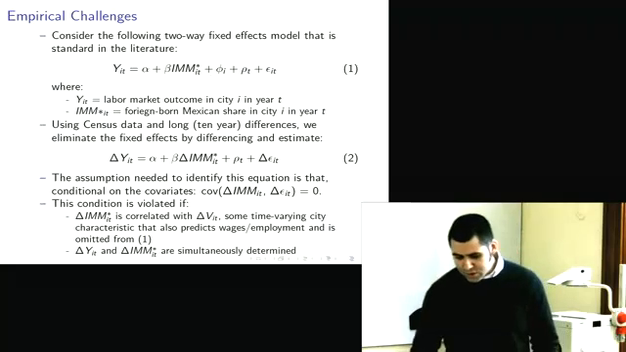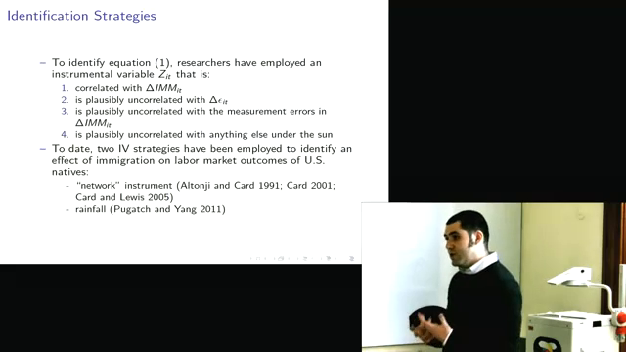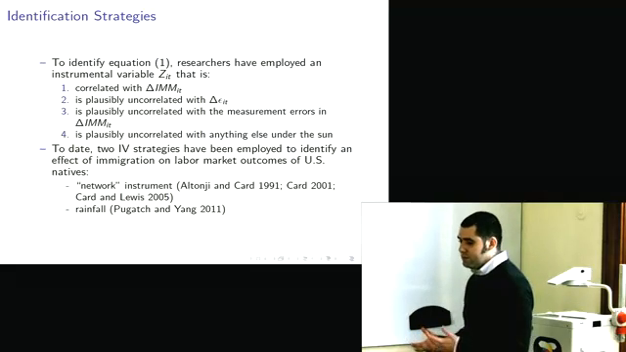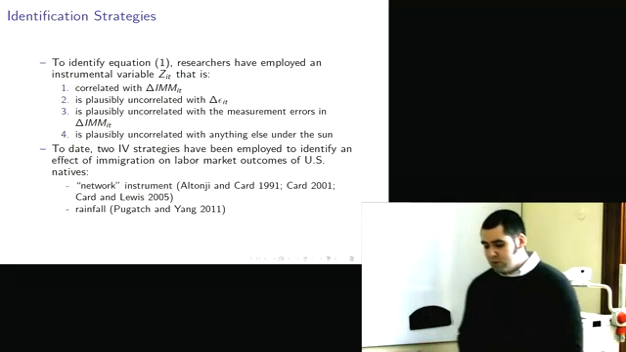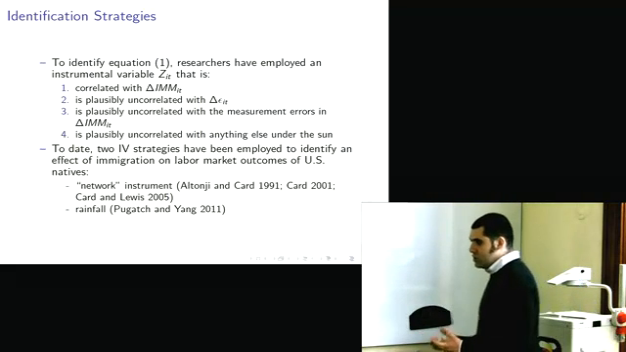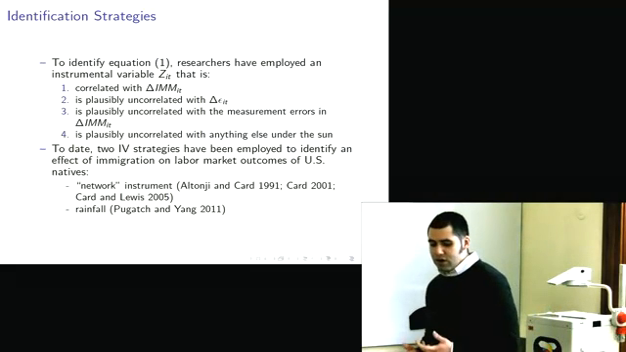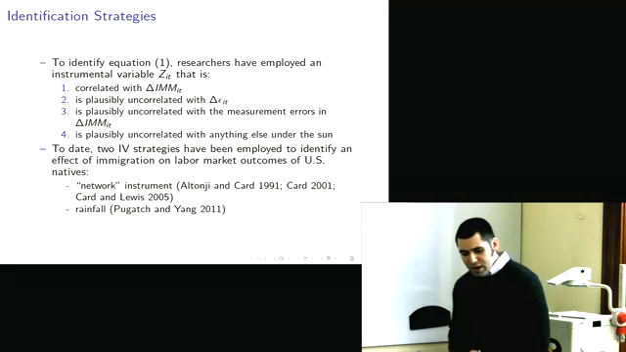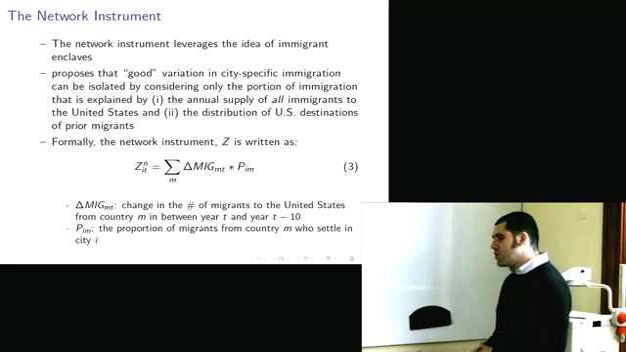So what's been done in this literature is researchers use an instrumental variable. This instrumental variable is something that's going to be correlated with the change in the immigrant share, but it's plausibly uncorrelated with everything else that you can think of, at least by assumption. There's been two primary strategies employed to date. One is what we're going to refer to as the network instrument. It's first proposed by Joseph Altonji and David Card in a 1991 article. I'll explain what that is for those of you who are unfamiliar. And this other approach, as I've mentioned, is using rainfall variation. So this network instrument, yep.